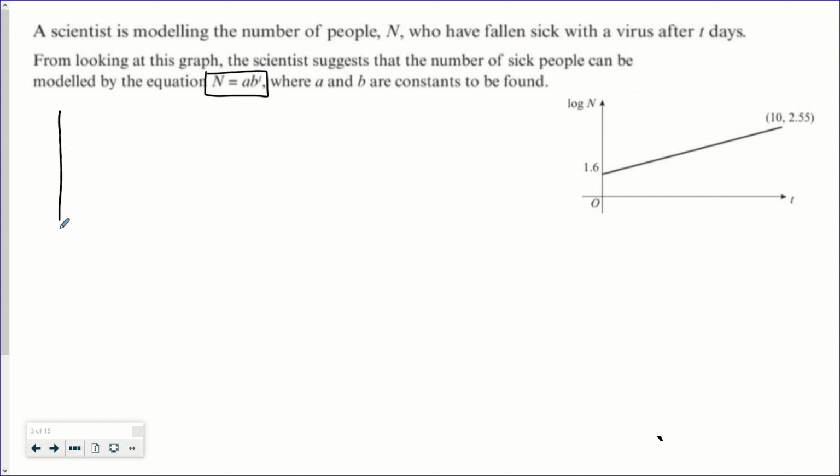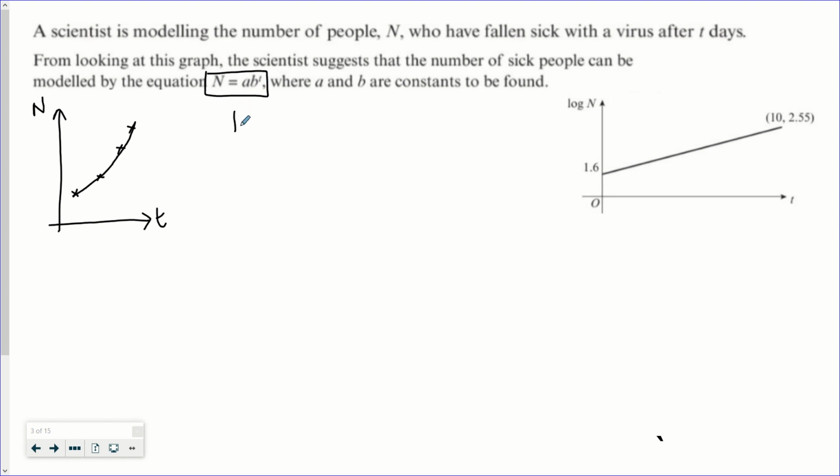Now, if we were to sketch a graph of n against t, as long as b is greater than 1, then the gradient of this graph is going to get steeper. And it would have an exponential shape which looks something like this. And I could put a curve of best fit through it. The problem with this graph is it doesn't really help me work out what the unknown constants are, a and b. So often what it's useful to do is turn this exponential relationship into a linear relationship.